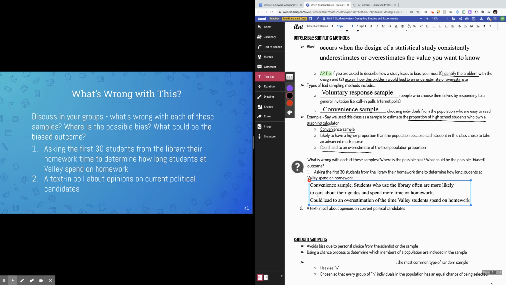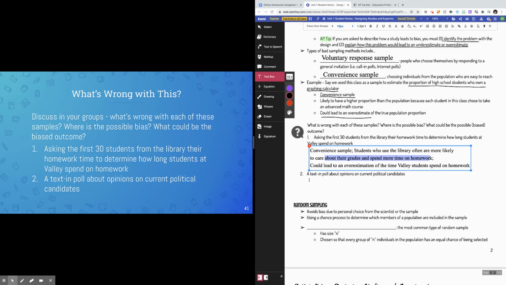All right. So again, here, I followed my AP tip that I had up at the top. I identified the problem, which is this part, and then talked about how this could lead to an overestimation, right? Talked about the overestimation, and here's how, all right?